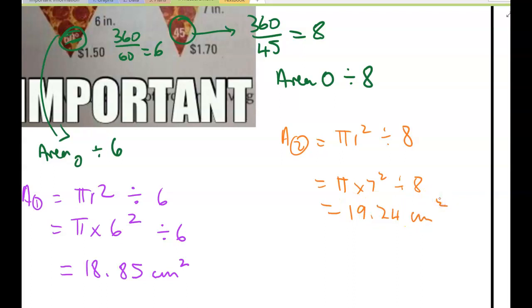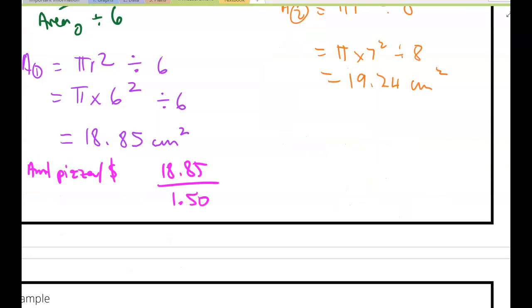And so which is the better buy? We need to compare what? If we work out the amount of pizza per dollar, so this is centimetres squared, and divide by $1.50, that gives us 12.57 thereabouts centimetres squared per dollar.